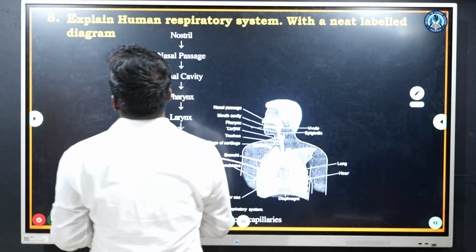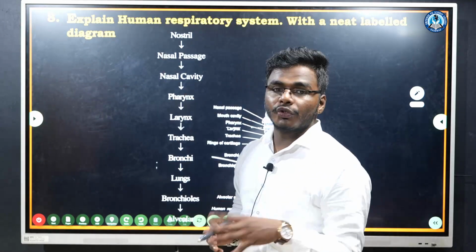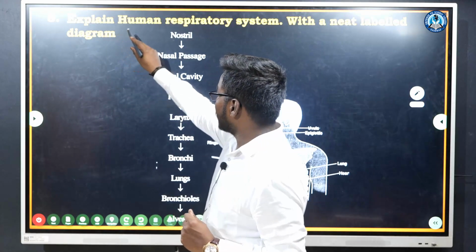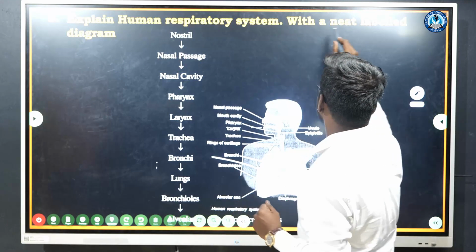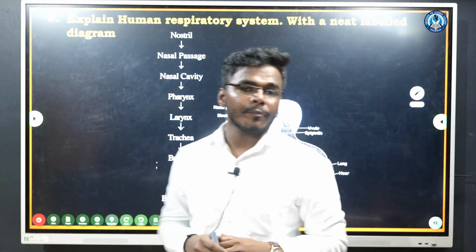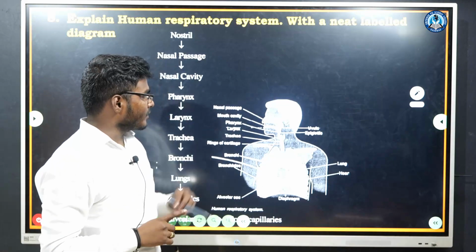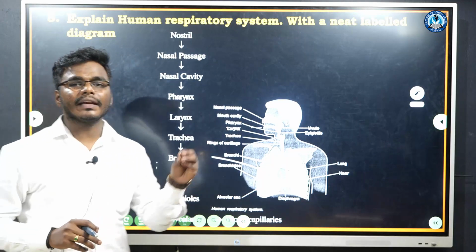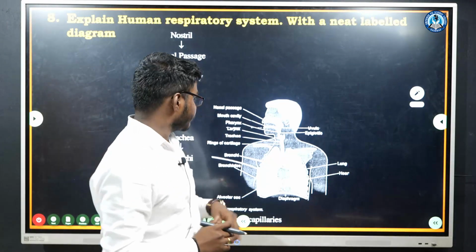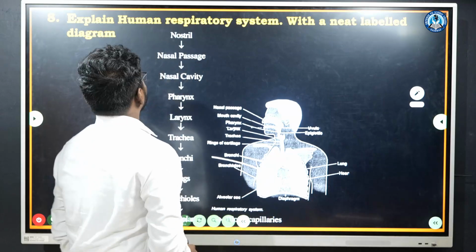Okay, well, now moving on to human physiology. Explain the human respiratory system with a neat labeled diagram. So you should draw this diagram with a minimum of 8 labelings. So this is the diagram.